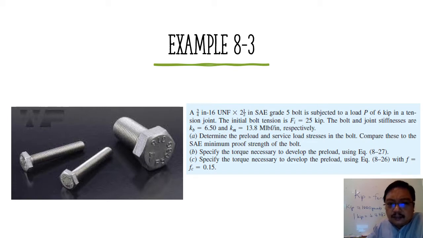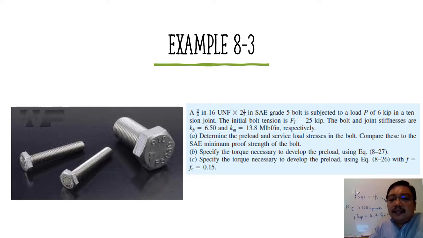A 3/4 inch 16 UNF times 2.5 inch SAE grade 5 bolt is subject to a load P of 6 kip in a tension joint. The initial bolt tension is Fi equal to 25 kip, and the bolt and joint stiffnesses are Kb, the bolt stiffness, 6.5, and Km, the member stiffness, 13.8 megapounds per inch respectively.